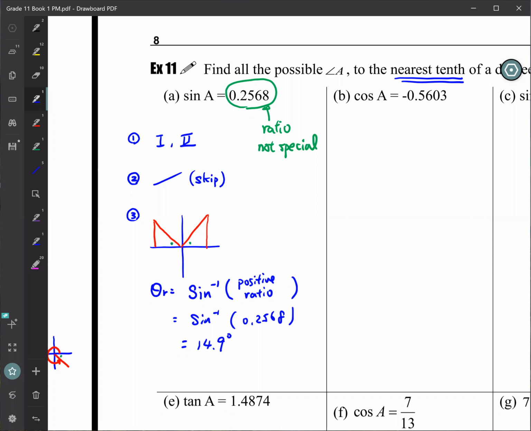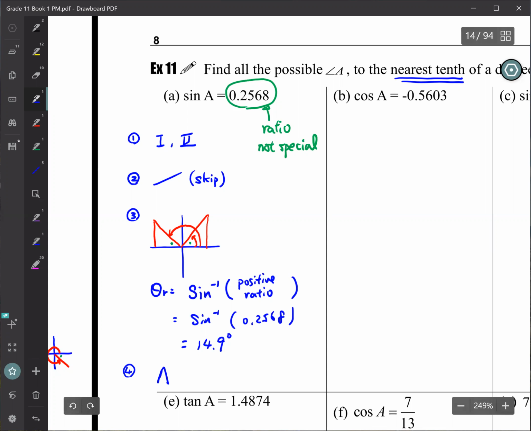Basically you skip step 2 because it's not special, so it goes straight to finding the reference angle, but you will need the calculator. Once you get that, the 14.9 is the green dot. Then you do the same thing: you find the angle within one circle. The first one is the one in the first quadrant, and the second one is in the second quadrant. Based on the picture, you need to decide whether to add or subtract using 180 or 360. So what's the first answer now?